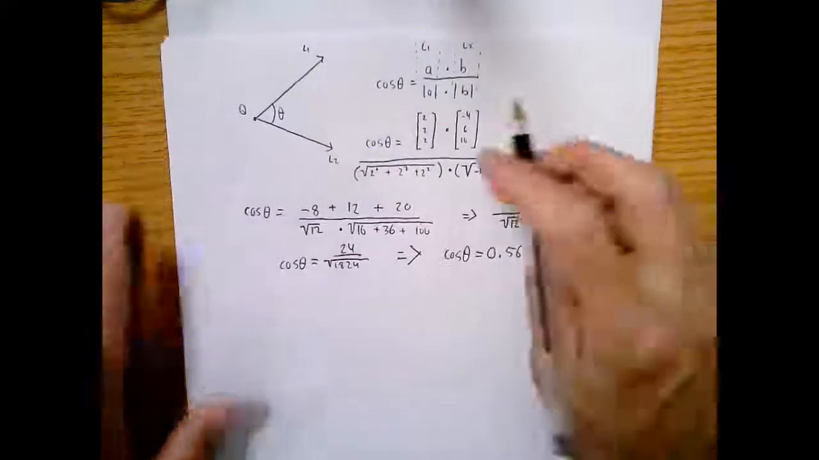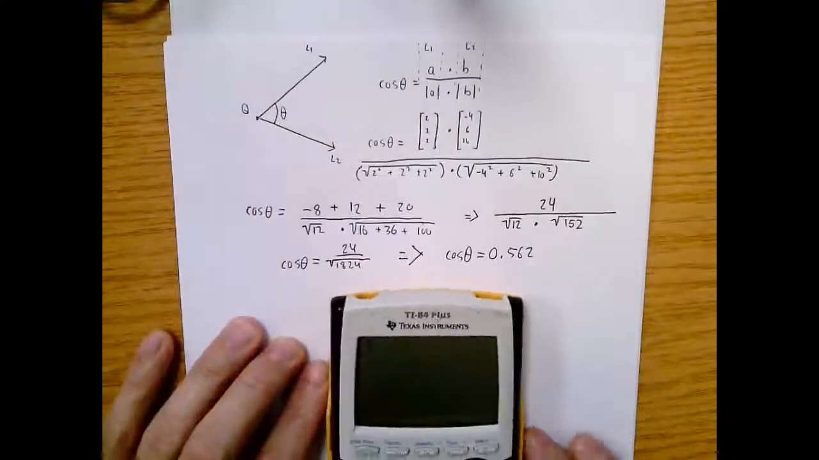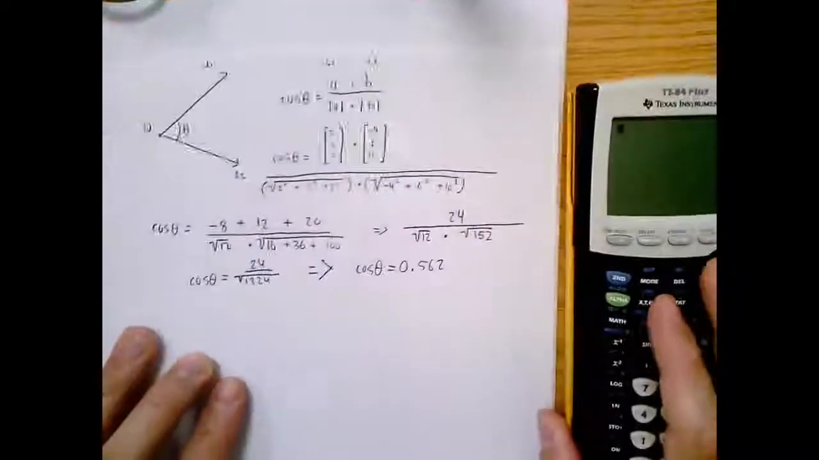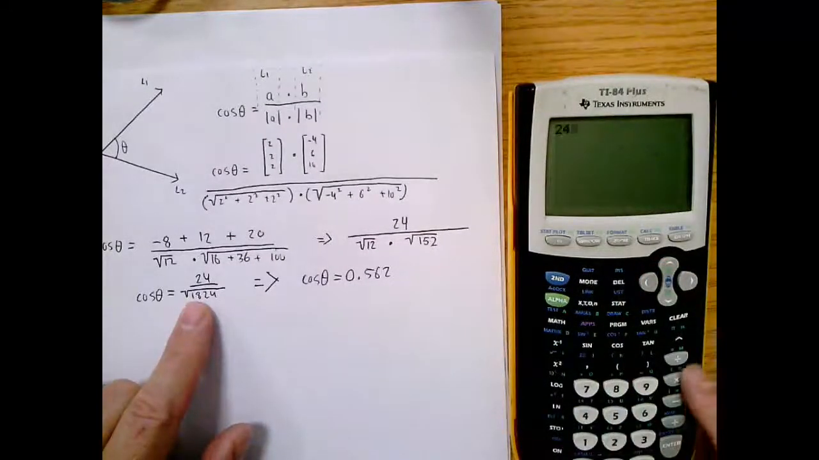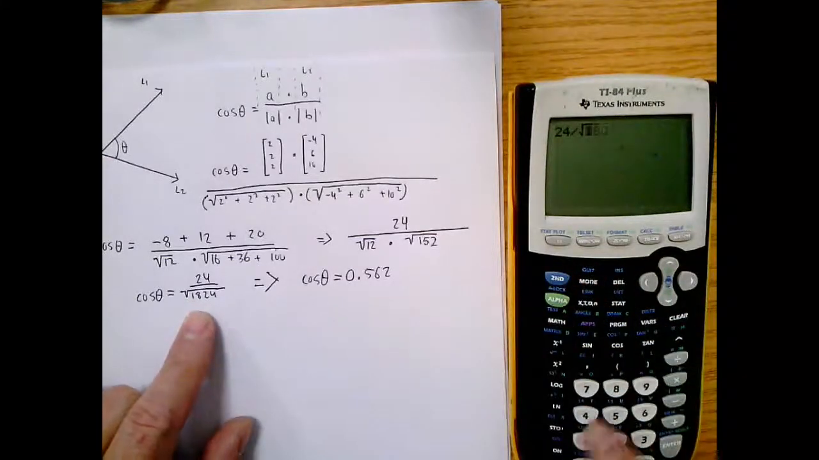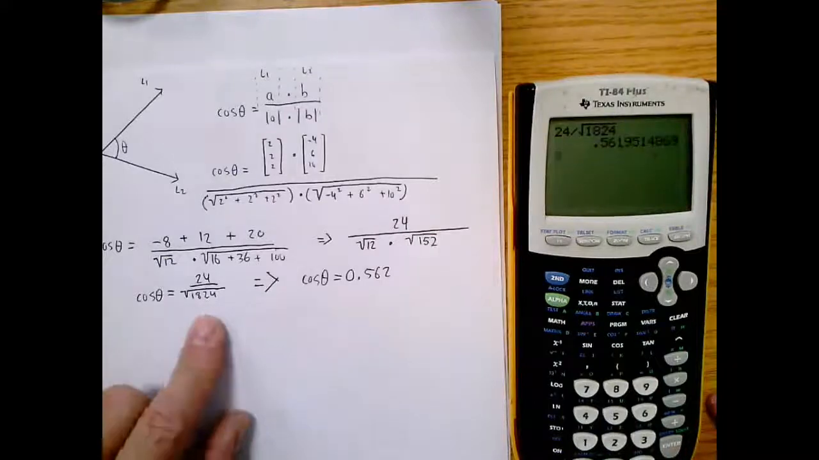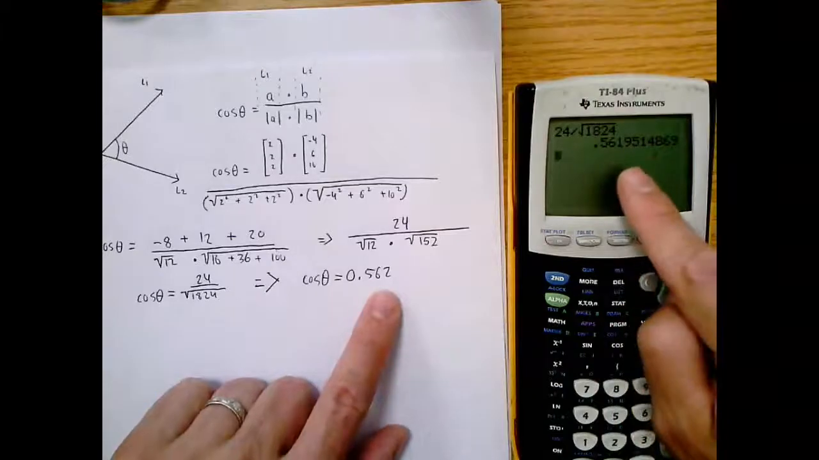where's my calculator? Hold on. So let's do this. Let's verify this part first real quick. If you say 24 divided by the square root of 1824, there you go. That's where this number comes from right here. Okay, I just went to the thousandth.